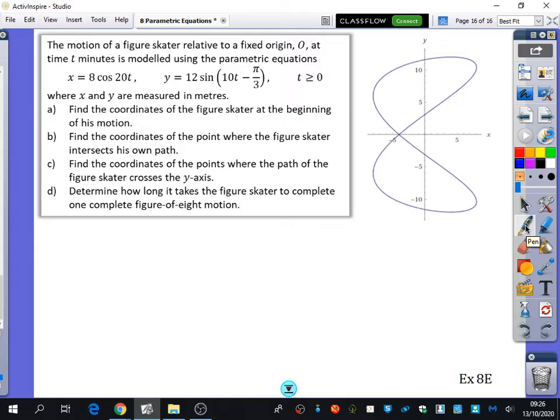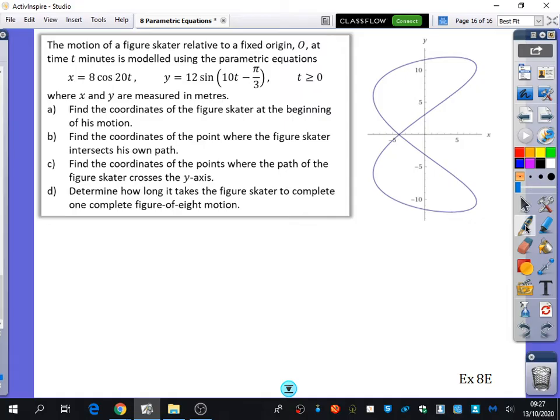It says the motion of a figure skater relative to a fixed origin O at time t minutes is modelled using the parametric equations x equals 8 cos 20t and y equals 12 sine (10t minus pi over 3), with t being greater than 0, where x and y are measured in meters. Now this looks complicated, but it's still going to follow the same things that we've been doing in all of the questions previously. So it first of all asks, find the coordinates of the figure skater at the beginning of his motion. So that's telling us something in disguise there.